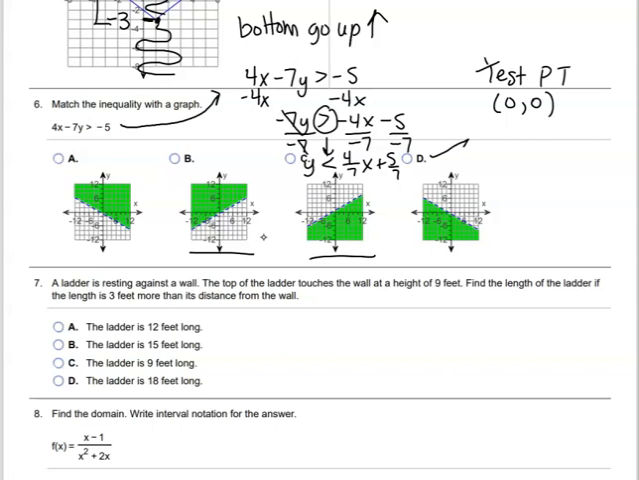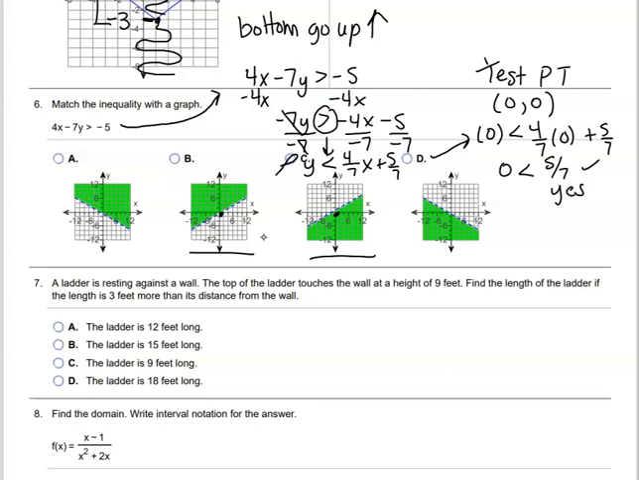So I'm going to plug in 0 for y, and I'm also going to plug in 0 for x. 4/7 times 0 is just 0. So the question is, is 0 less than 5/7? And the answer is yes. So the point 0, 0, which on this graph is right here, should be colored in. The one that is clearly colored in is C, so that's going to be the right answer here.